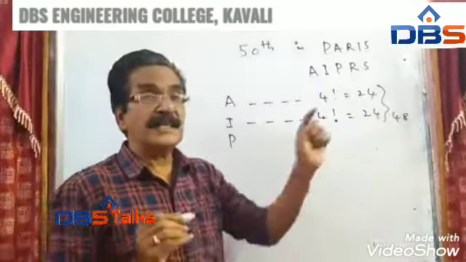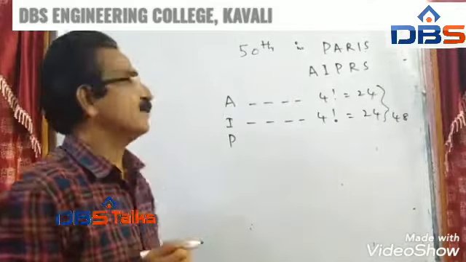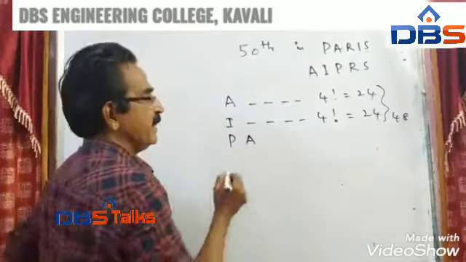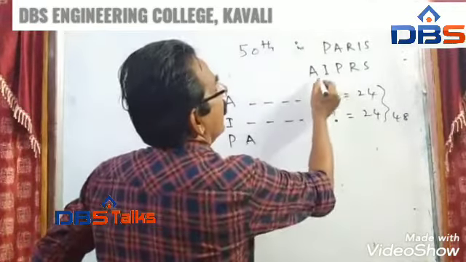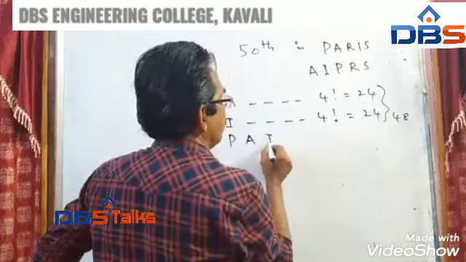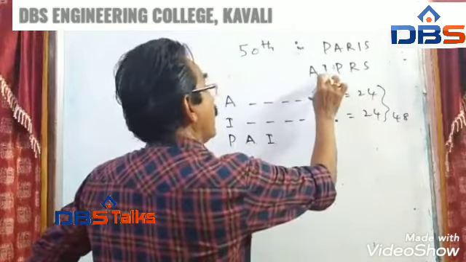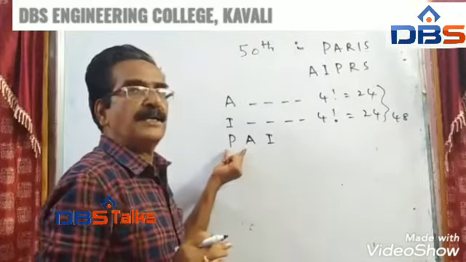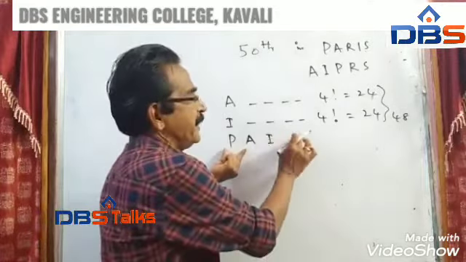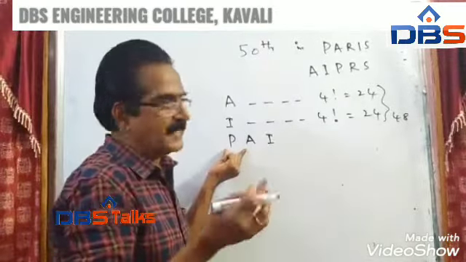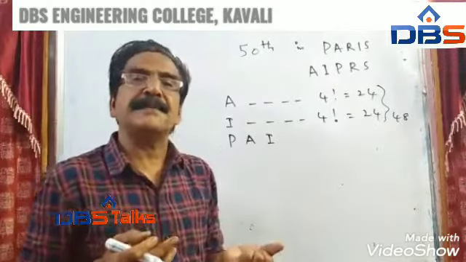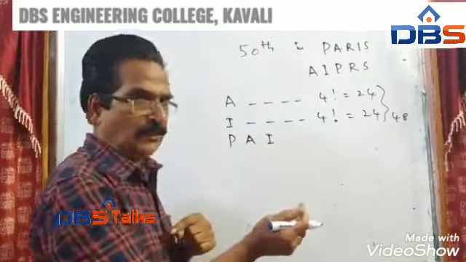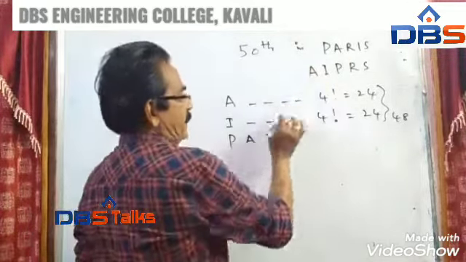So we want only the 50th word. So another 2 words. We have to take PA, and PA, I also we have to take, because if we take only PA, the remaining 3 blanks can be filled in 3 factorial, 6 ways. 48 plus 6 becomes 54. It exceeds 50. So we have to take the third letter also in dictionary order.